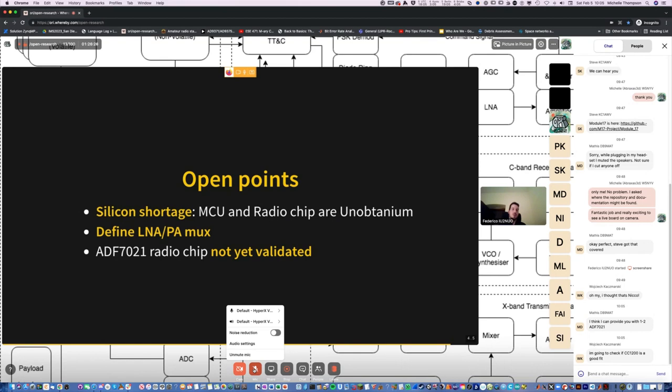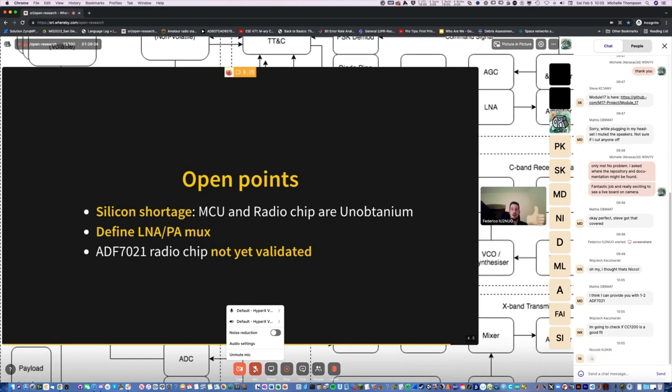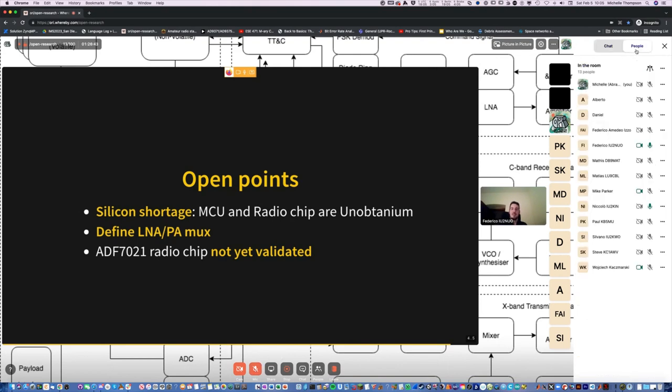Other than that, we have still to decide what will be the low noise amplifier and power amplifier multiplexing configuration. So whether to put the two amplifiers inside the module, outside the module, or one inside and the other outside, and how to manage the connection and the selection of the two amplifiers. This is still being debated.